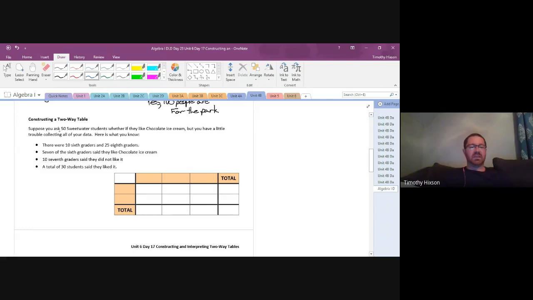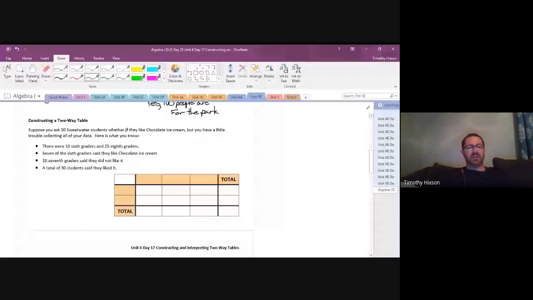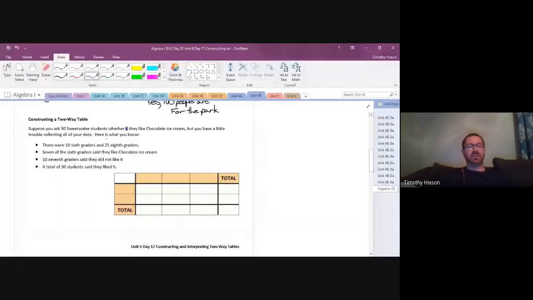So let's suppose we ask 50 Sweetwater students whether they like chocolate ice cream. But you have a little trouble collecting all your data. We lost some things. So here's what we do know. There were 10 sixth graders and 25 eighth graders surveyed. 7 of the sixth graders said they like chocolate ice cream. 10 seventh graders said they did not like it, and a total of 30 students said they liked it.